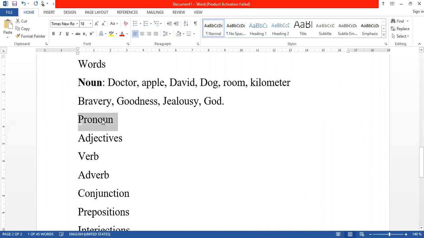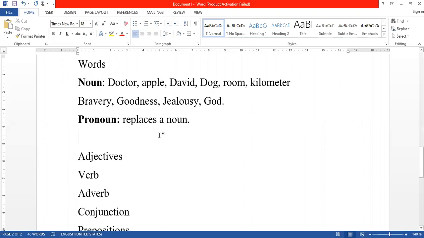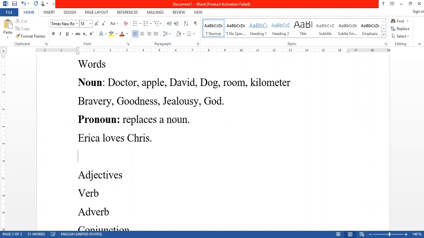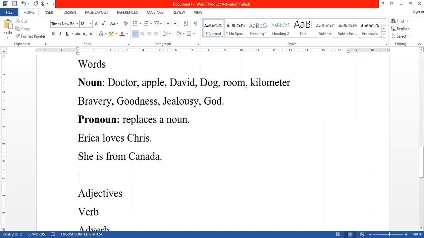Isi tarah pronoun jo hai to it's actually a replacement of noun, right? It replaces a noun. Isi noun ko replace karta hai, theek hai? For example, if I say Erica loves Chris, right? So now I want to talk about Erica, and I use she is from Canada. So the word she is replacing Erica, and that's what you call pronoun, right?